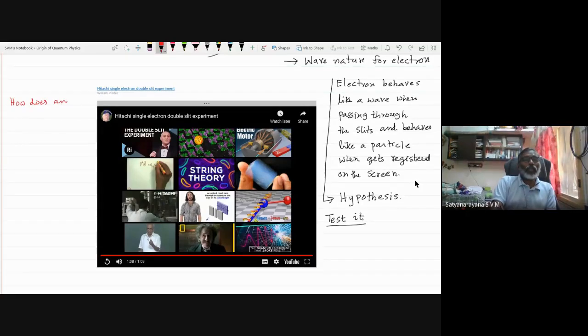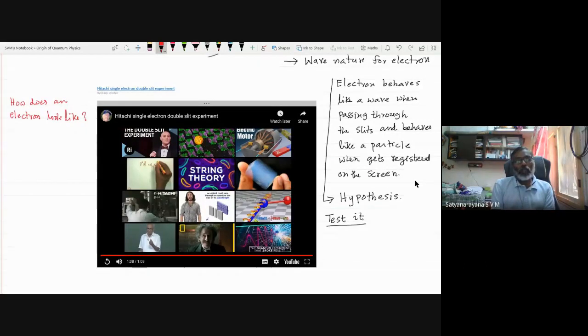Now, if somebody asks a question, how does an electron look like? Okay, if somebody is asking a question, how does an electron look like? We really don't know. And actually, people who developed quantum mechanics have differed greatly in terms of answering this question.